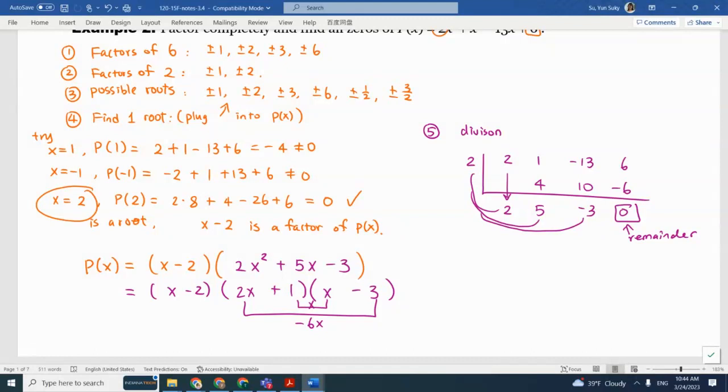But we have positive 5x. What do we do? Switch the sign. So instead of plus, we get minus 1 and plus 3. Then we get positive 6x and negative x. You see how we add them up together, we get 5x?